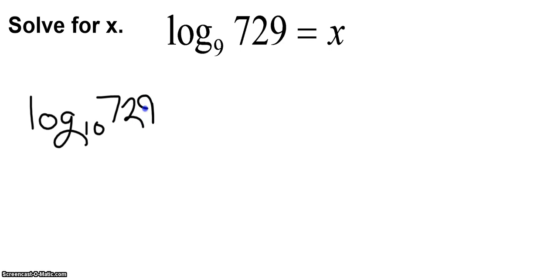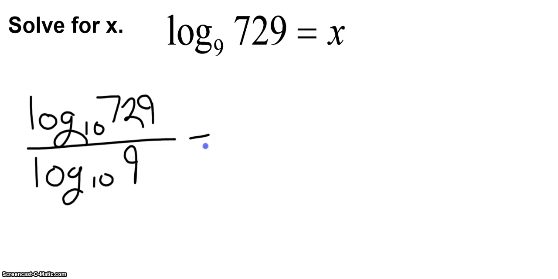of 729 divided by log base 10 of 9 equals x. That you could plug in your calculator, and that's the only way you could actually solve these using the calculator. But we could also do the third method, which is converting to exponents.